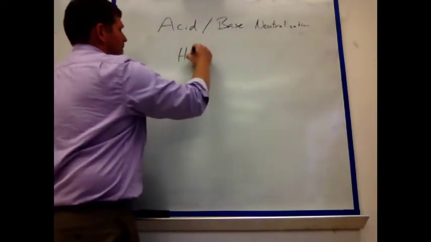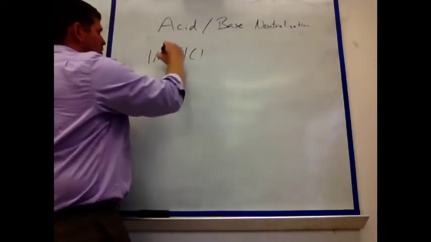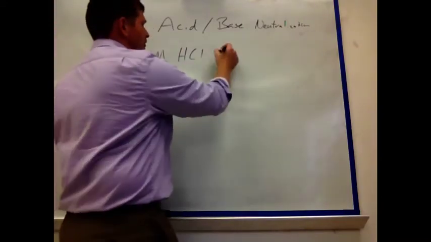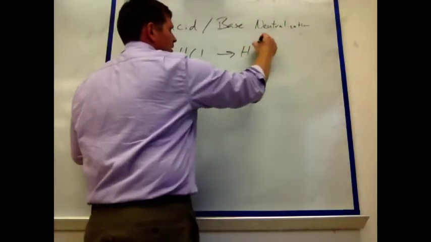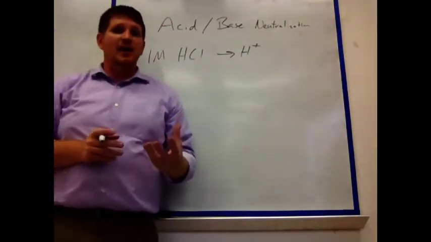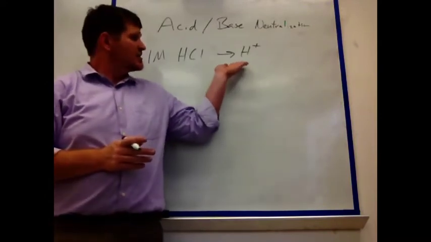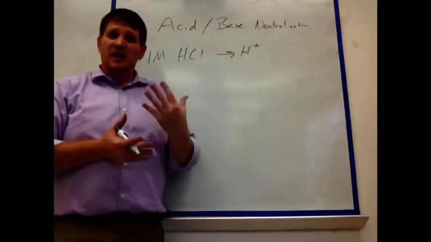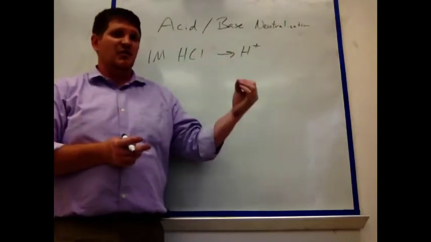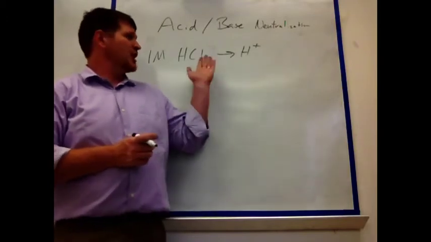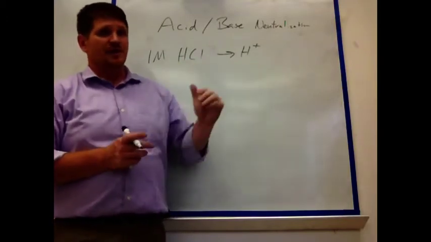So HCl. If I have 1 molar HCl, it's going to put off an H positive ion. Now that H positive ion is going to be the same concentration as my original one. That's just a thing we know from doing our basic chemistry way back when we were talking about stoichiometry.